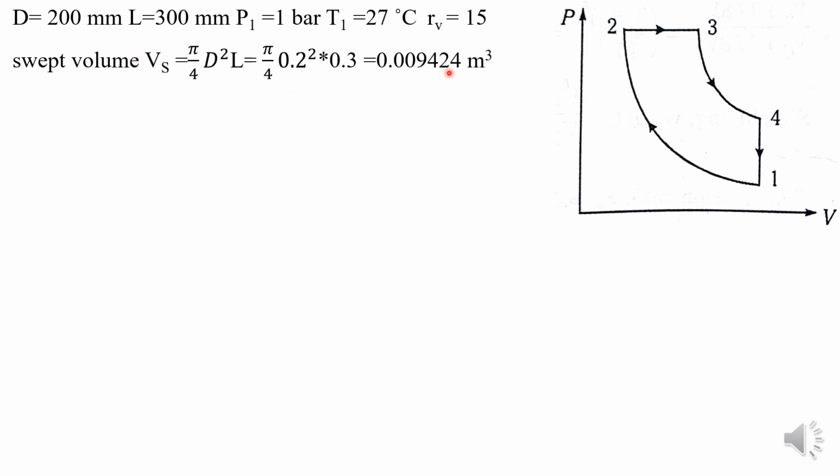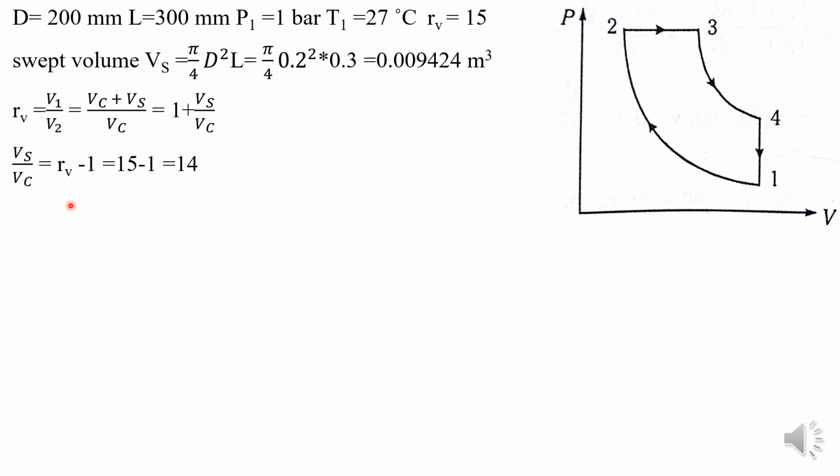Once you have the value of Vs, next we have to find V2, that is the clearance volume. Clearance volume is nothing but V2. The RV formula you know: V1 by V2, where V1 is clearance volume plus swept volume, divided by Vc. Vc is nothing but V2, so RV is 1 plus Vs by Vc. Now just substitute V2 instead of Vc. RV you know, Vs you know, only the unknown term is V2.